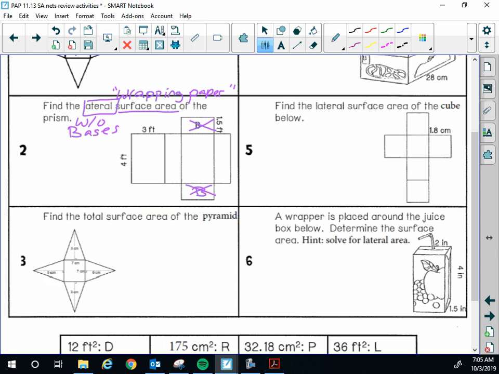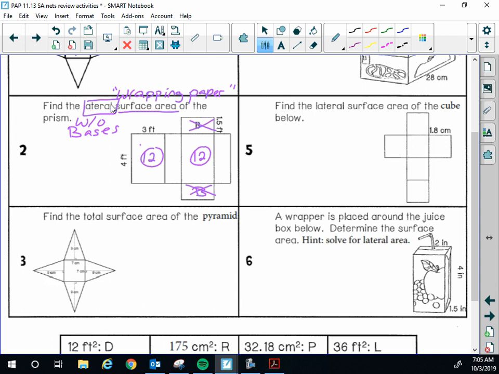Okay? So now to get the surface area, all you're going to do is find the areas of the remaining shapes and then add them together. So for this shape here, to find the area, you would do 4 times 3, which is 12. And then opposite sides are congruent to each other. So if that one is 12, then that one is 12.